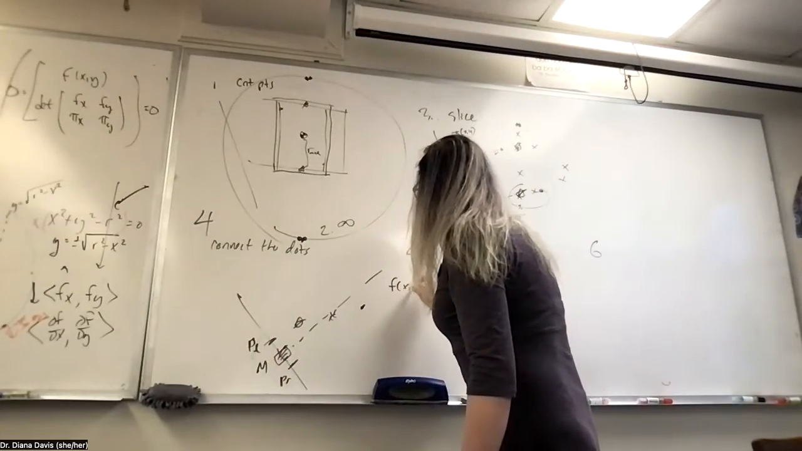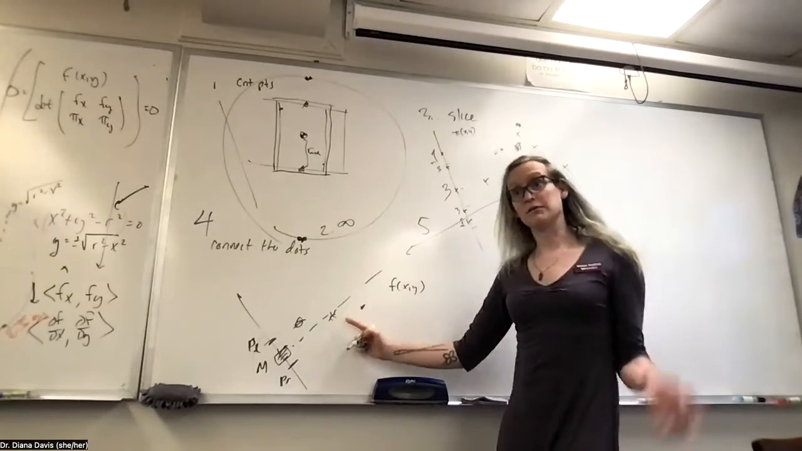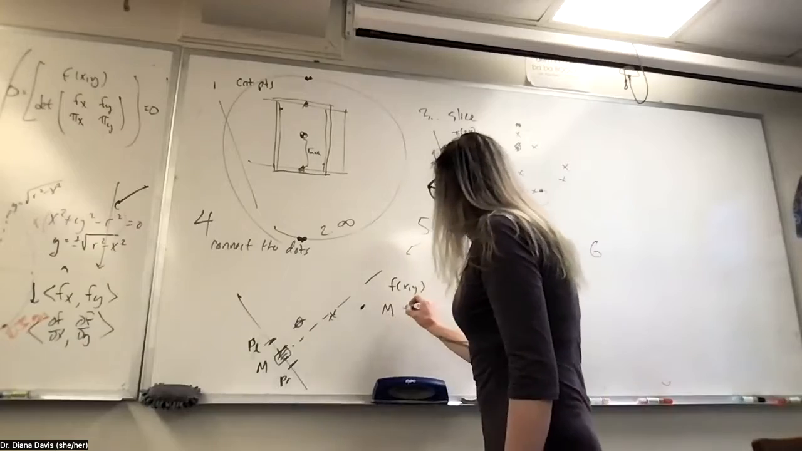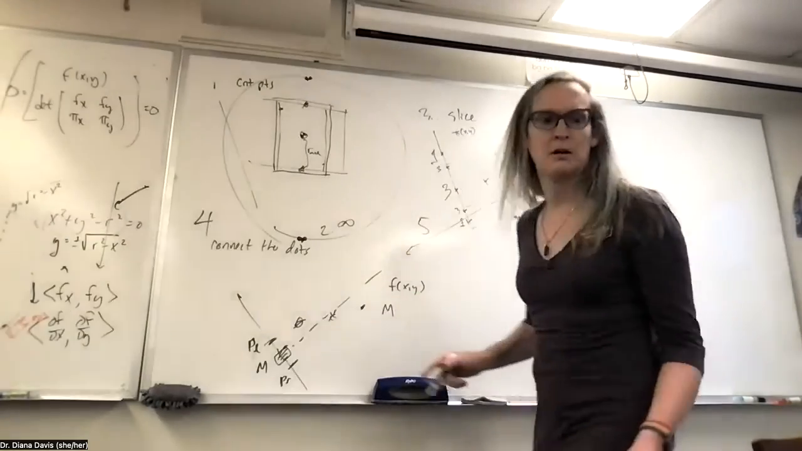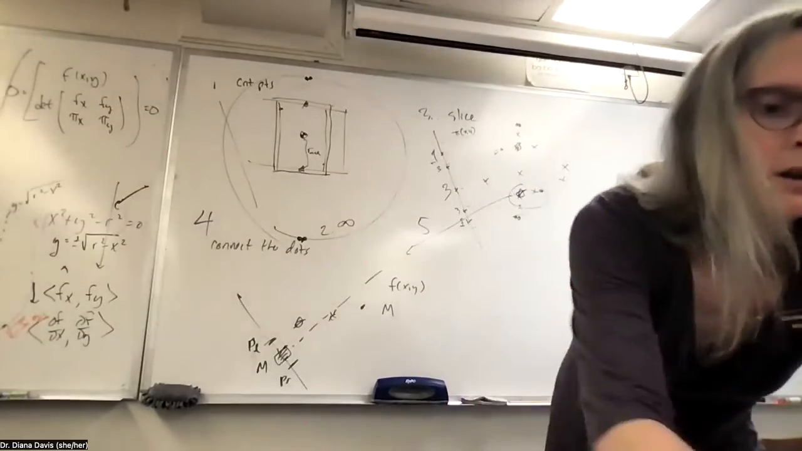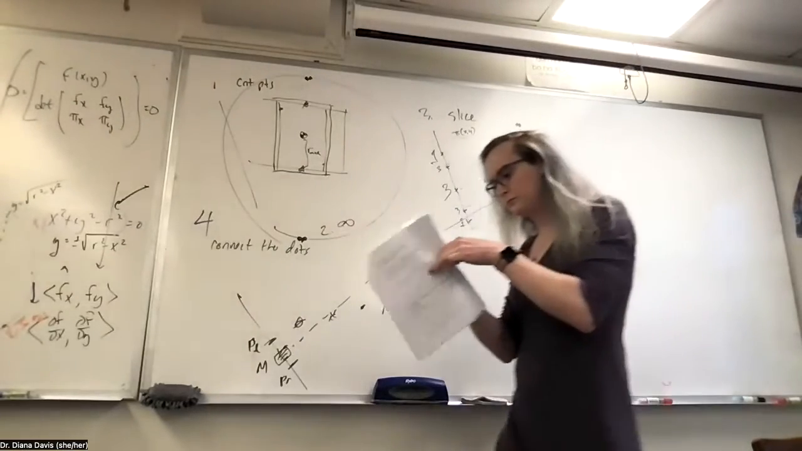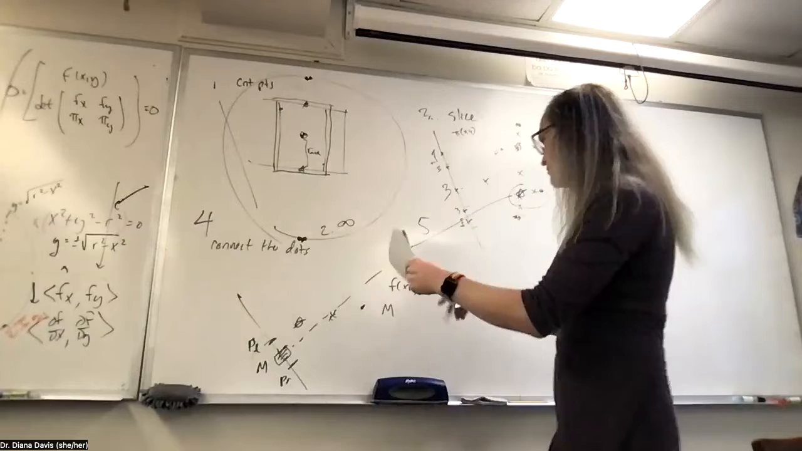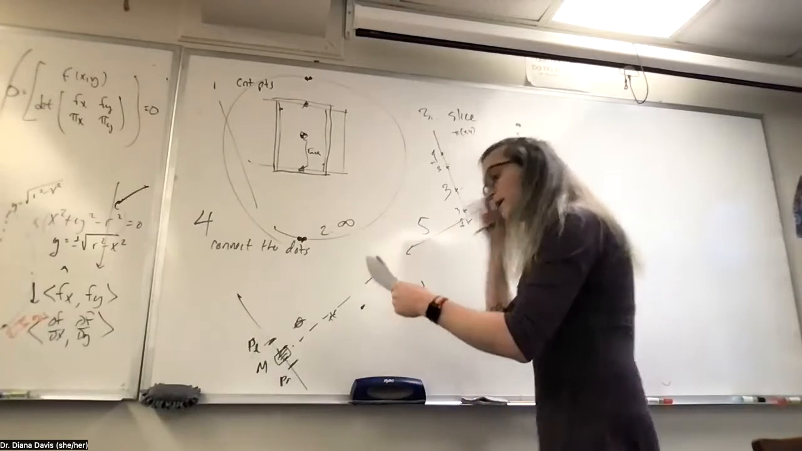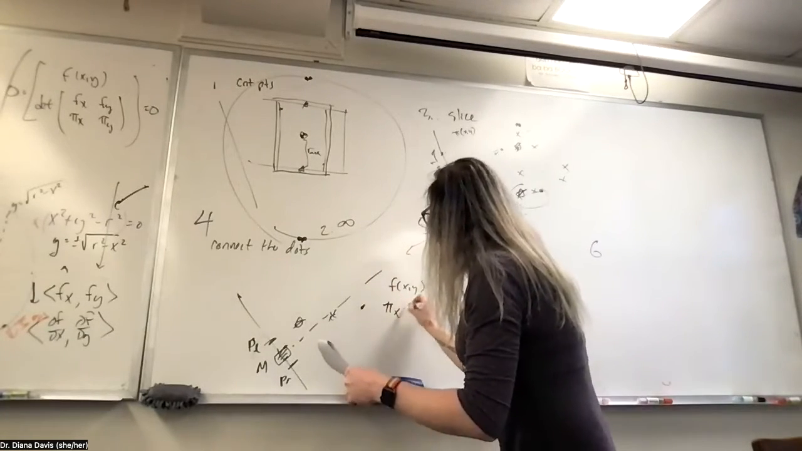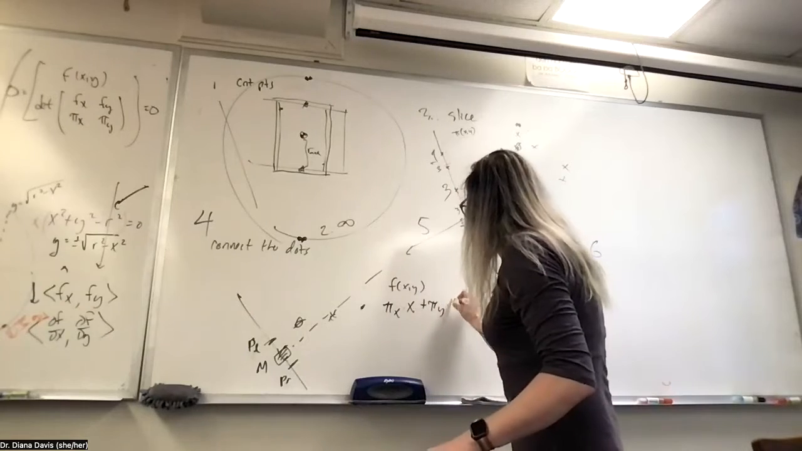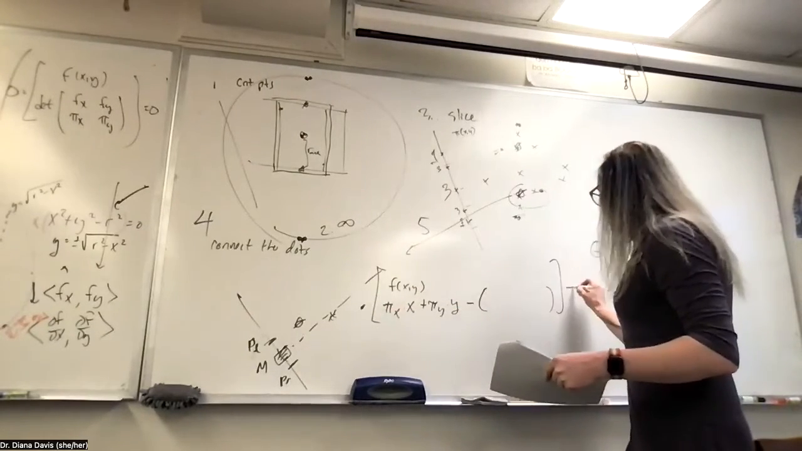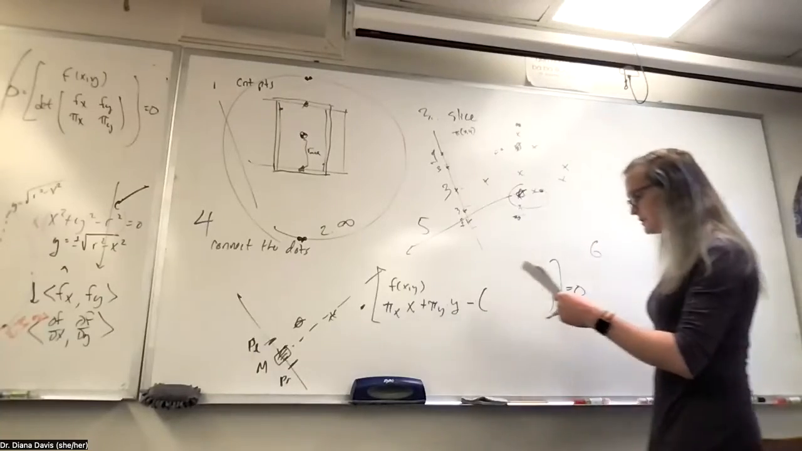I'm gonna go F of X, Y. That keeps my point on my curve. Cool. And then I need to go M times, I better refer to my notes to get this right. Okay. Start over with that one. I'm gonna go pi sub X times X plus pi sub Y times Y minus something equals 0. See if I'm still on the screen here.